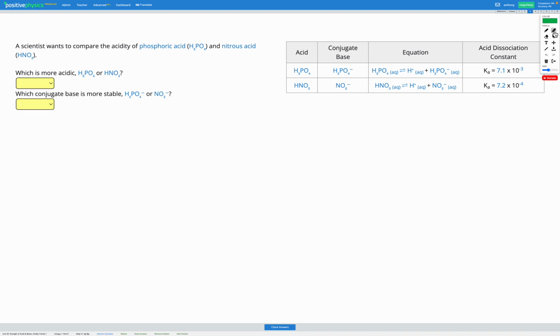In this skill, we're looking at how the strength of an acid is related to the stability of its conjugate base. In this particular question, a scientist wants to compare the acidity of phosphoric acid, H3PO4, and nitrous acid, HNO2. So we're asked which is more acidic. Looking at our table over here, we've got H3PO4 in the first row and HNO2 in the second row.